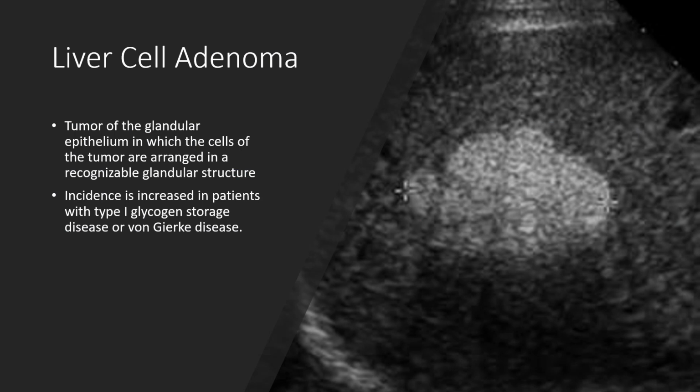Next up is the liver cell adenoma. You're going to see an increased likelihood of this in patients with that type 1 glycogen storage disease known as von Gierke. It's a tumor of the glandular epithelium, and the cells of the tumor are going to be arranged in recognizable glandular structure. But what's important for you to notice is that it's going to be solid appearing. It may have a lobulated border. So see how that border is kind of irregular?